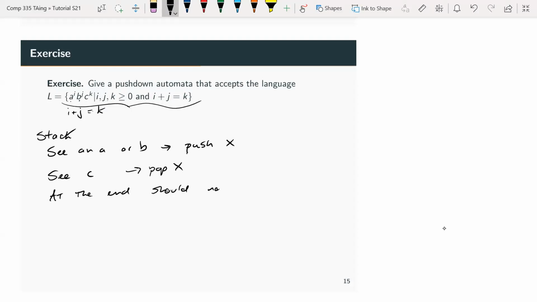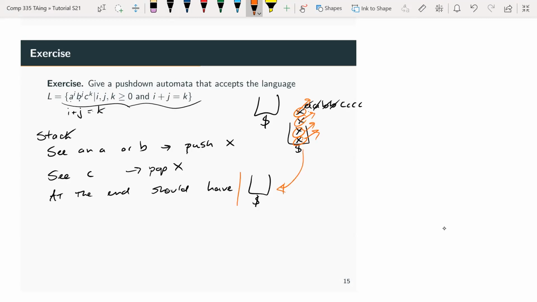you should have a stack that looks like this. So assuming that we start with a stack that looks like this, let's say you have A, B, B, C, C, C, C. What should happen is you're going to read the A's, push X's, read the B's, push X's, and then read the C's and pop for each X. So for each C and X you see, you're going to pop it. So you're going to pop this guy, this guy, this guy, and this guy. So that at the end, what you're left with is just this stack. So that's the idea.